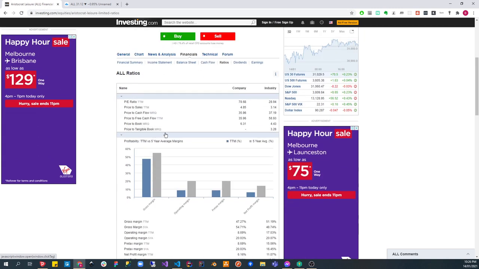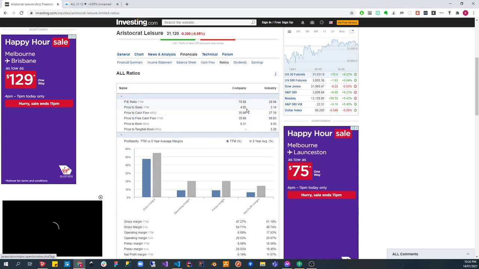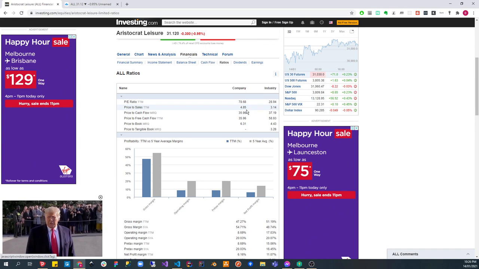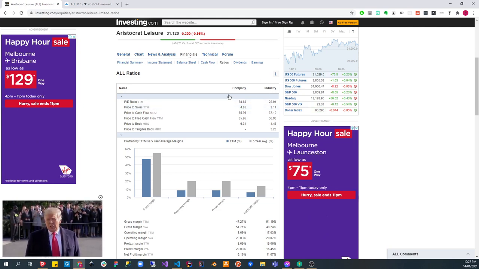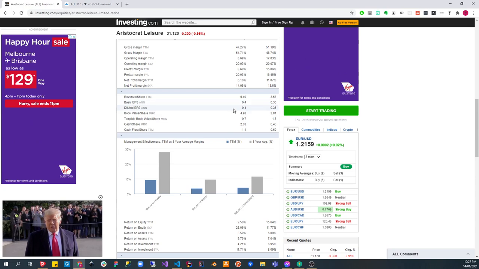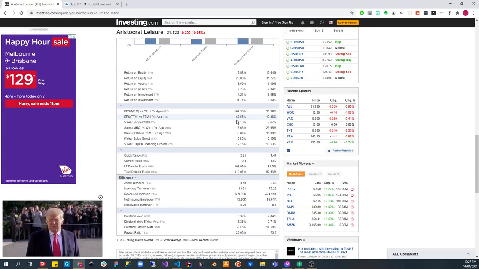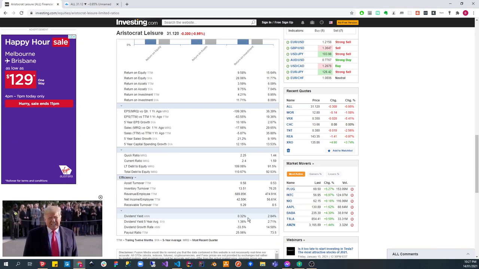Cool. So ratios, we've got a P/E ratio of 78. So again, high P/E ratio. We're paying a premium, so expecting a higher return in the future. The industry is 28, so it's higher than the industry. I believe it pays a little bit of dividend. Yes, so it pays very little dividend. But nevertheless, it's better than the banks.